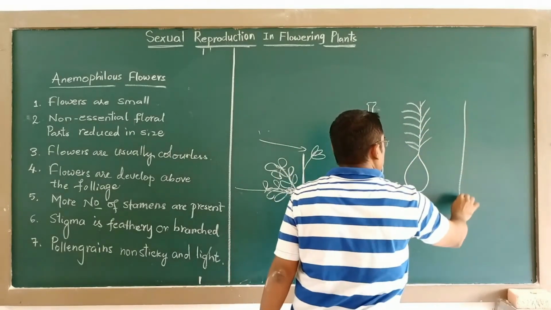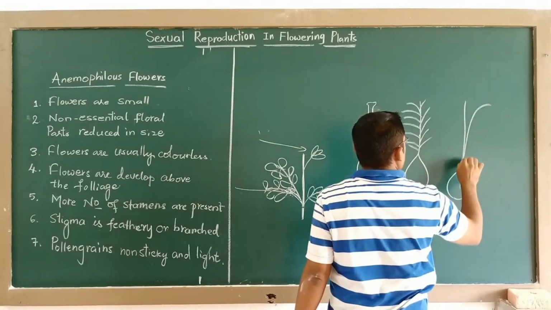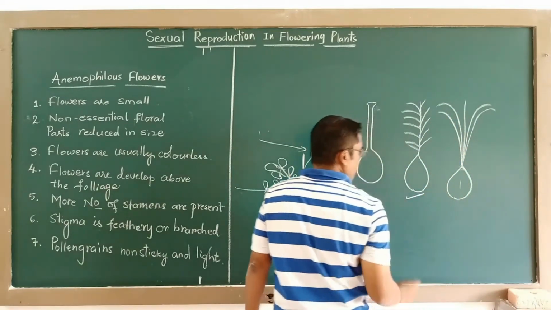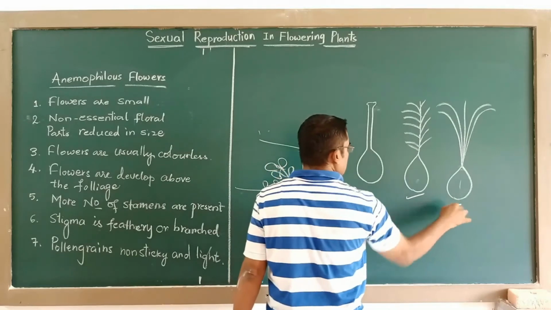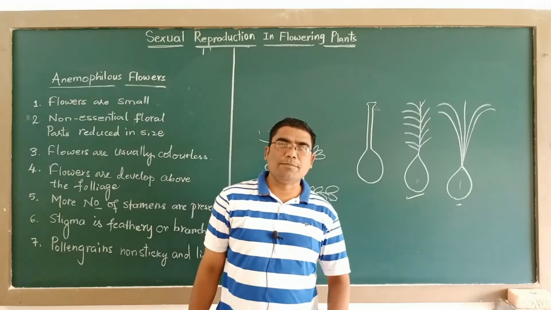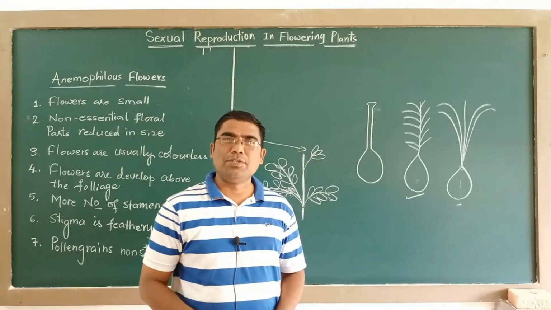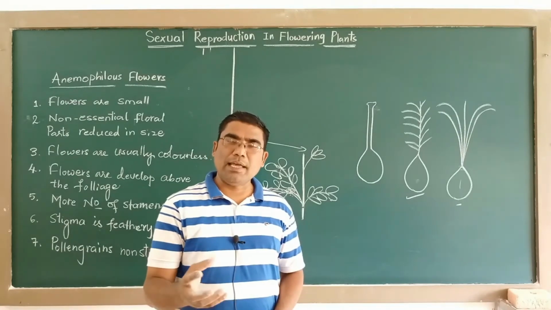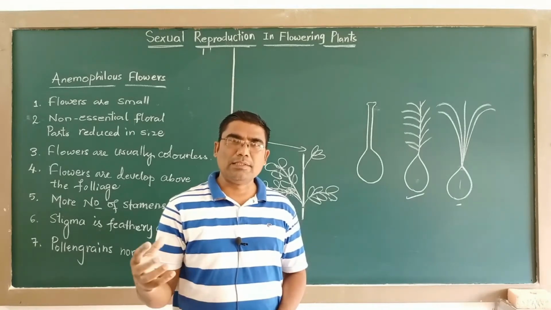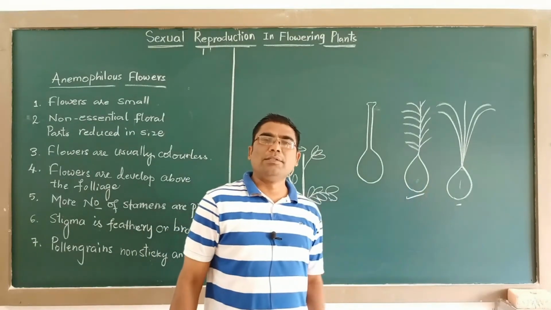Stigma is branched, or it is feathery. So this is the feathery stigma, and this one is branched stigma. What is the use of branched and feathery stigma? With the help of this type of stigma, the gynoecium can catch the pollen grains very easily from the wind. The pollen grains which float in wind are very easily captured by the feathery and the branched stigma.